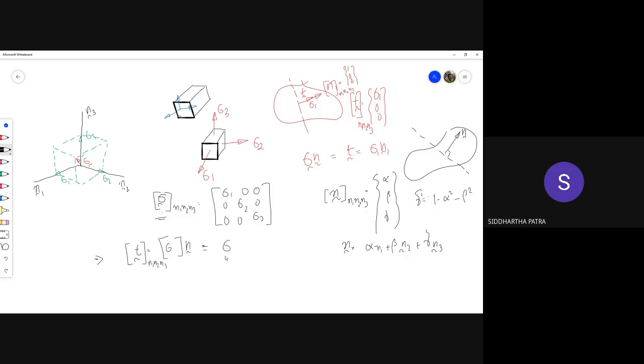Now you see, when I multiply with this n, the multiplication with the matrix is a linear operation. So this would eventually be alpha times sigma n1 plus beta times sigma n2 and so on. Now n1, n2, and n3, as we discussed, are the principal directions. So basically this one is going to be alpha times sigma 1 n1 plus beta times sigma 2 n2 and so on. So eventually it would look something like this.